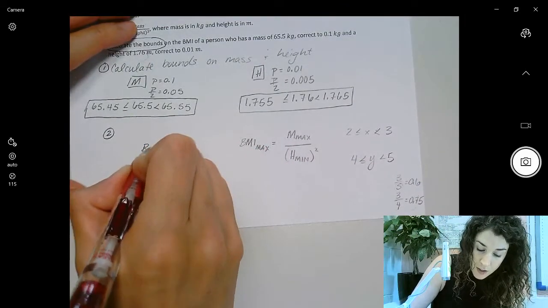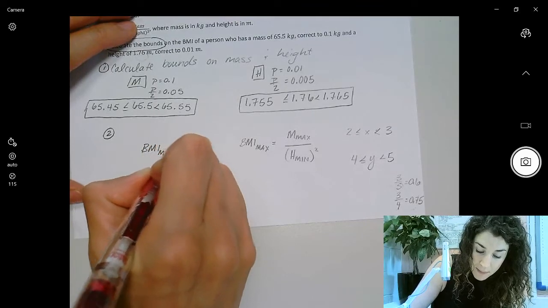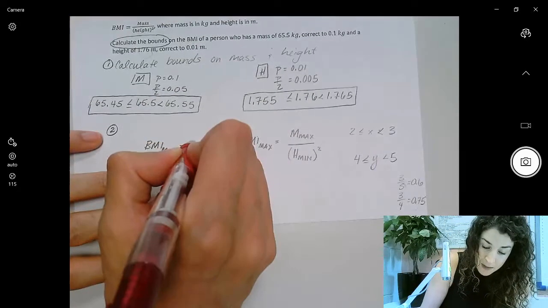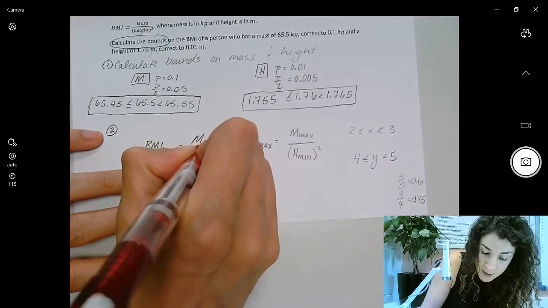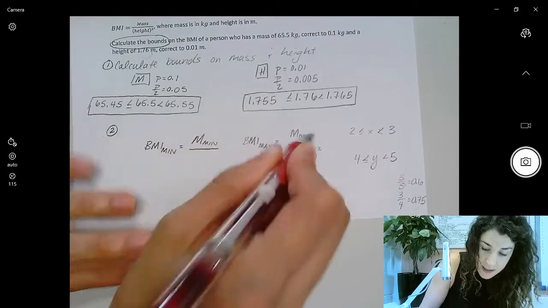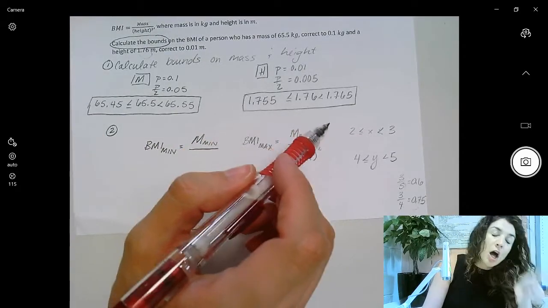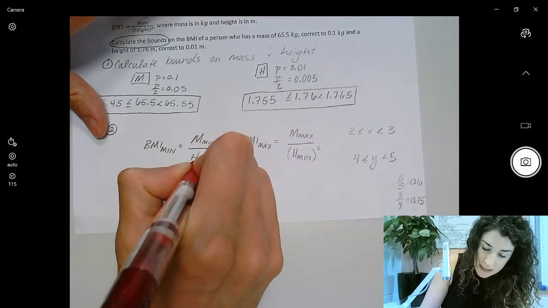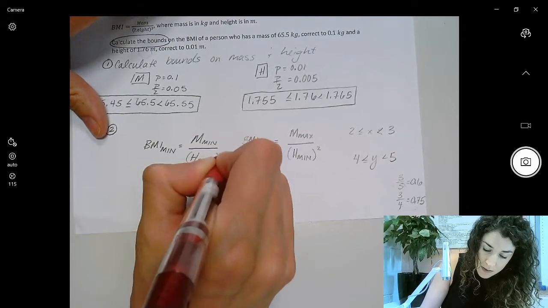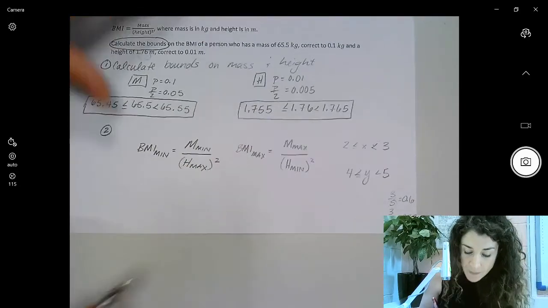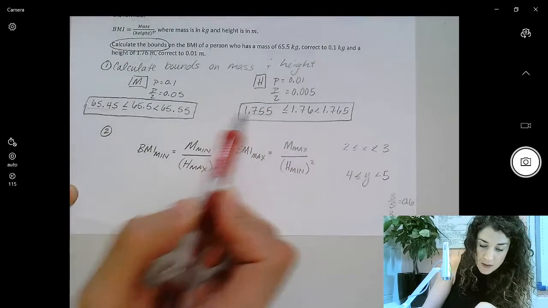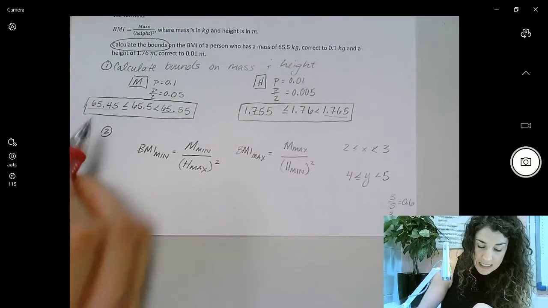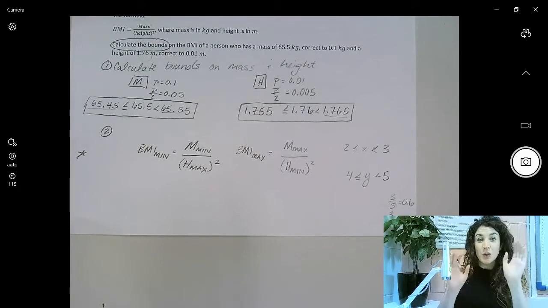In reverse, your BMI minimum needs to then have the smallest possible number up top. So you need to do the minimum of your mass divided by the largest possible number in the denominator. So that would be your height maximum squared. So that means we're taking these numbers and plugging them into here. This I'm going to ask for you to finish on your own.